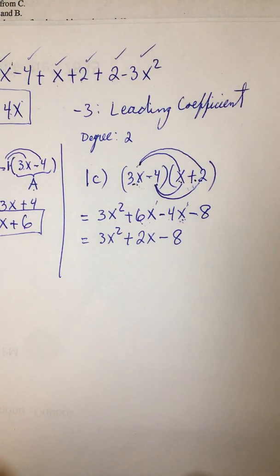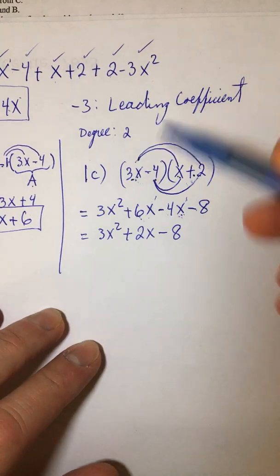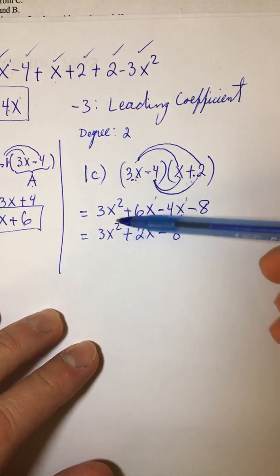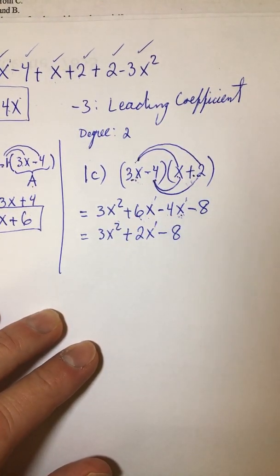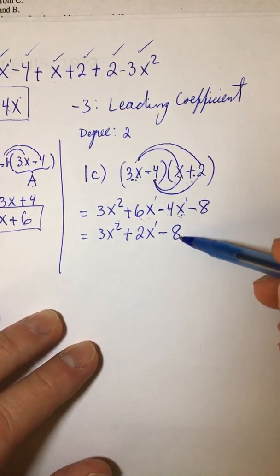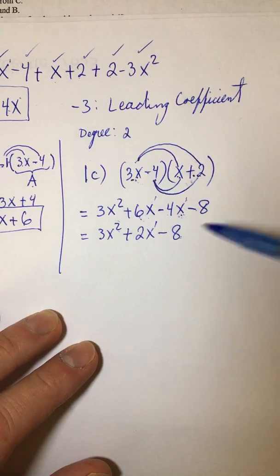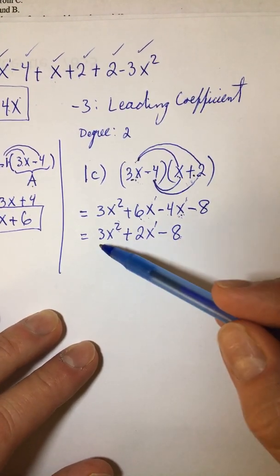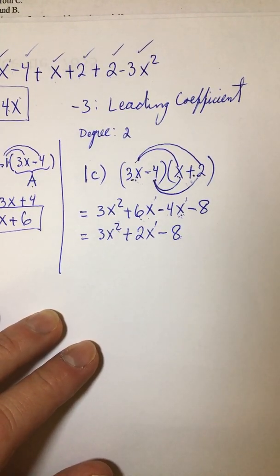Is it in descending order? Yes, the expression is in descending order. The highest exponent is on the left, then the next highest, which is 1, which we don't show, and then the -8, which is your constant. So the degree is 2, the constant is -8, and the leading coefficient is 3.